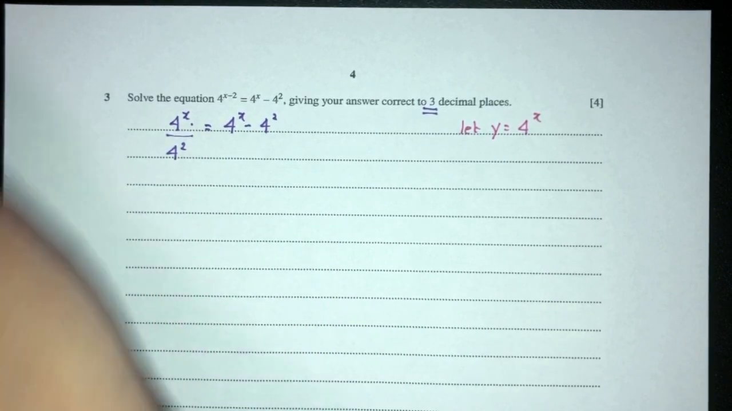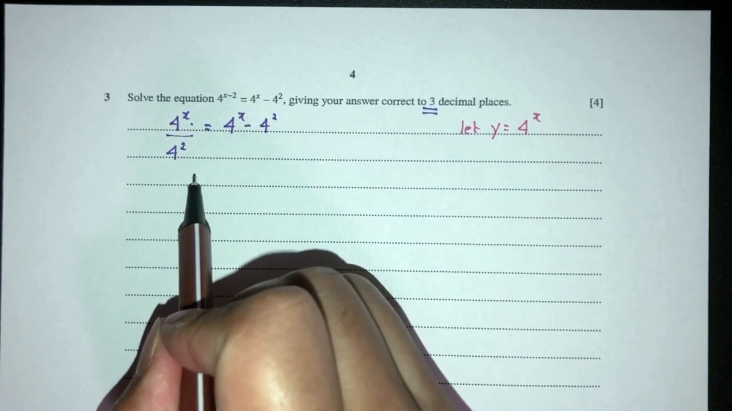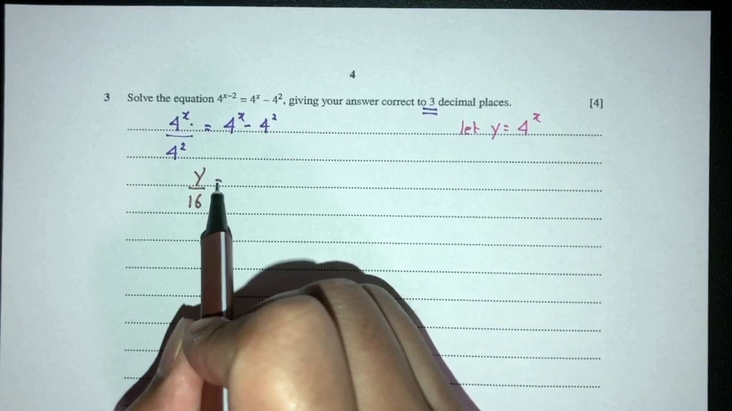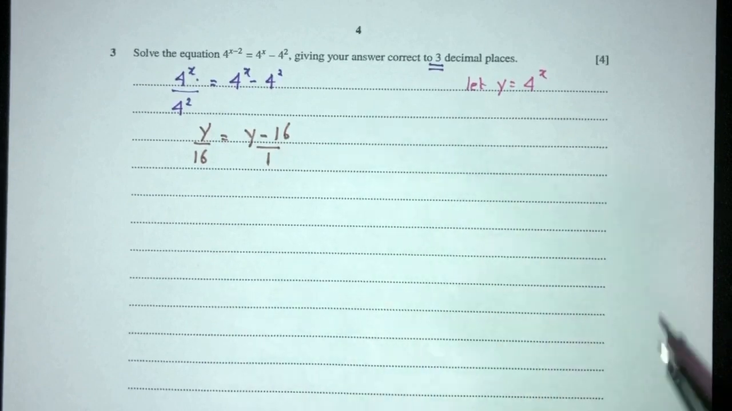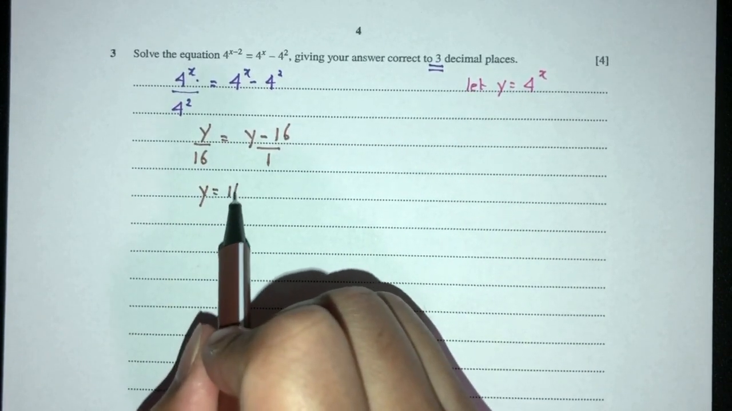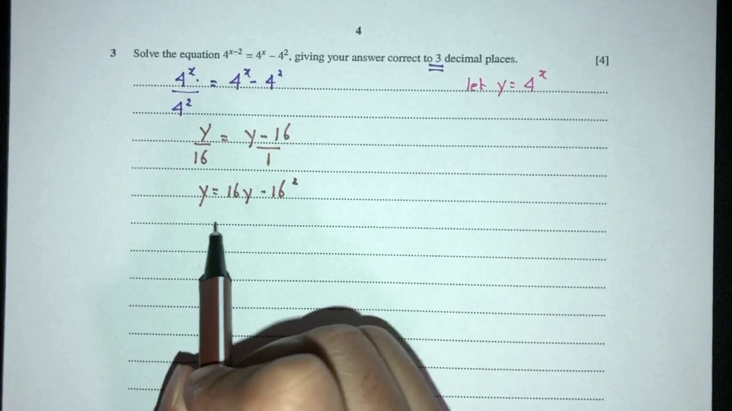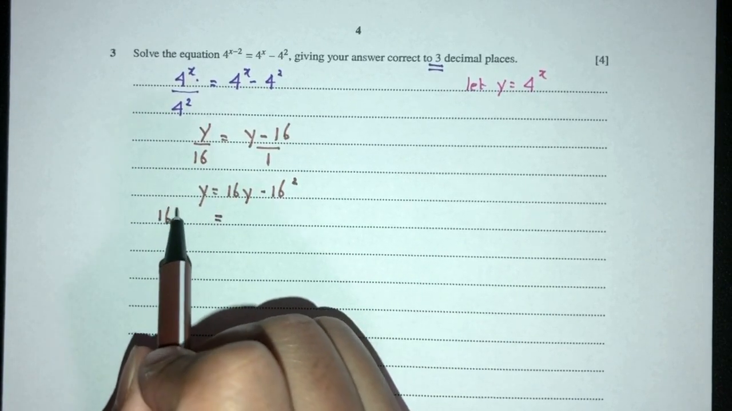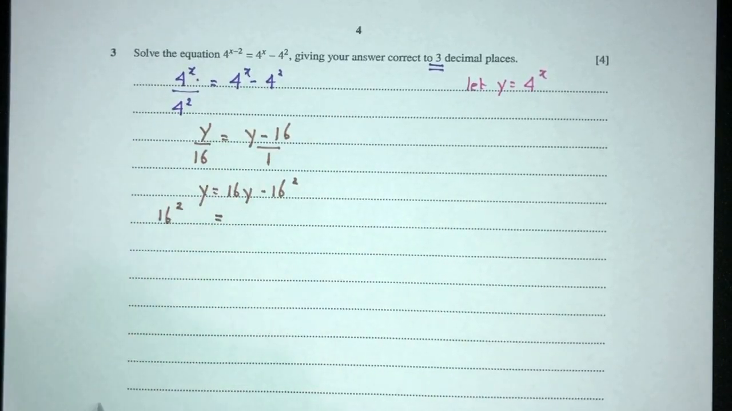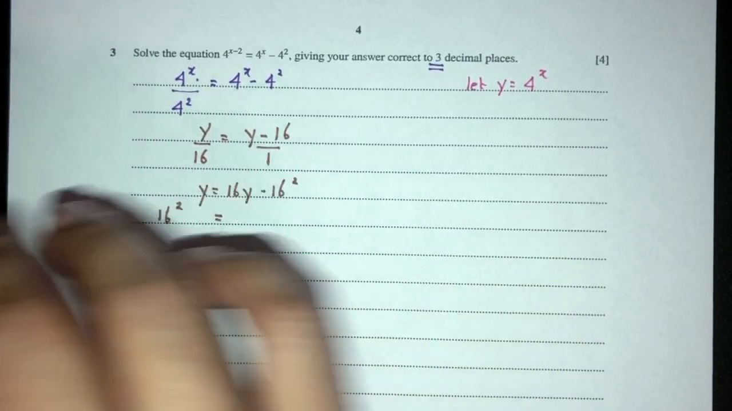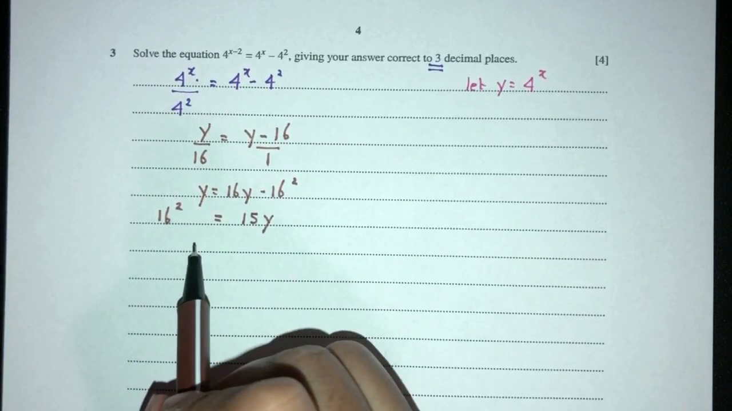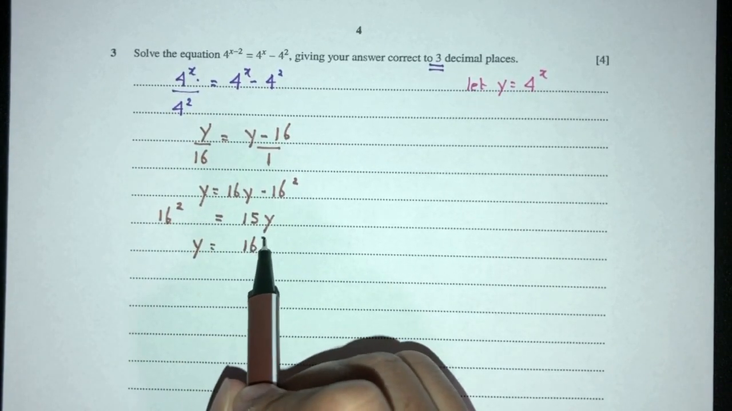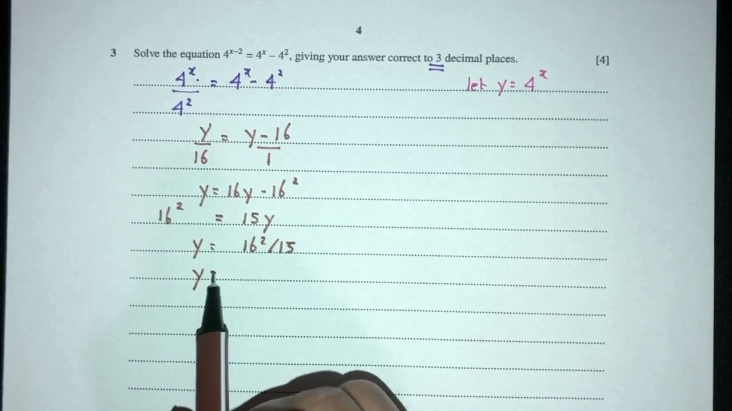Because look, I don't like to work with strange things like this. It looks kind of scary, so let me try to make it simple. That should be y over 16 equal to y minus 16. Now we can just cross multiply and see what happens. You will have y equal to 16y minus y squared, sorry, this is now y squared, 16 squared. Sending this over here, that will become 16 minus 1, which should be 15y. Therefore y will be 16 squared divided by this.